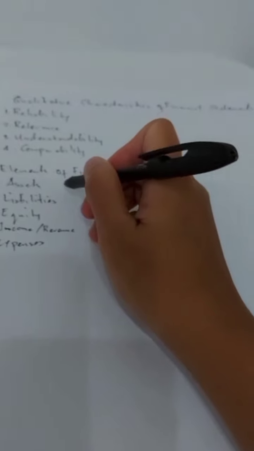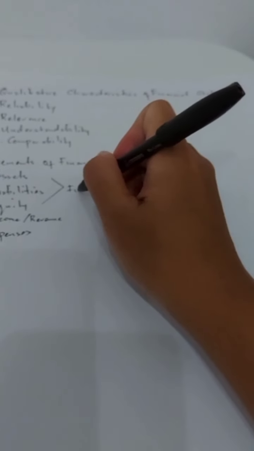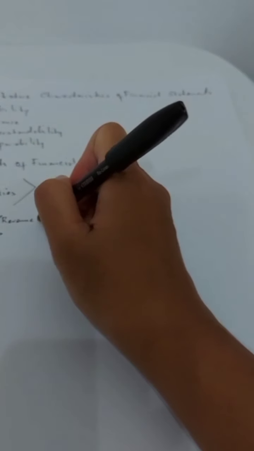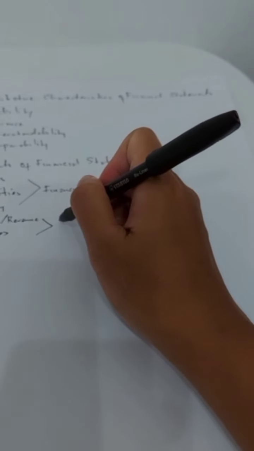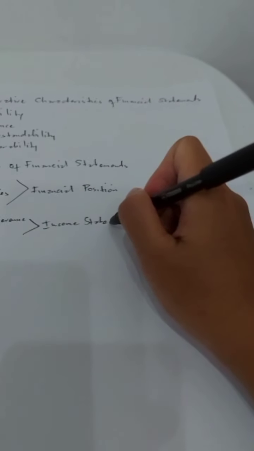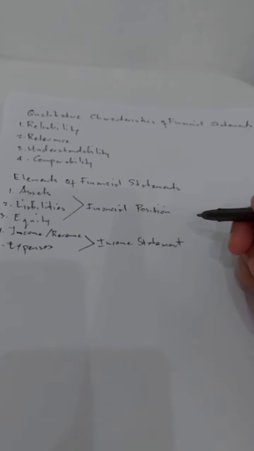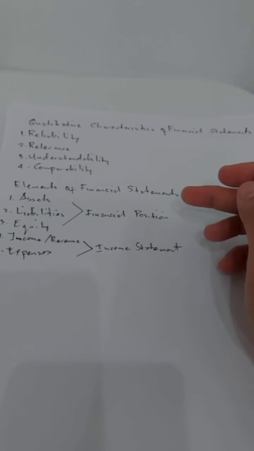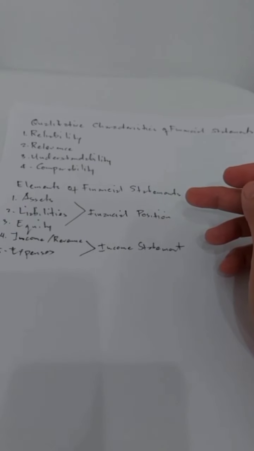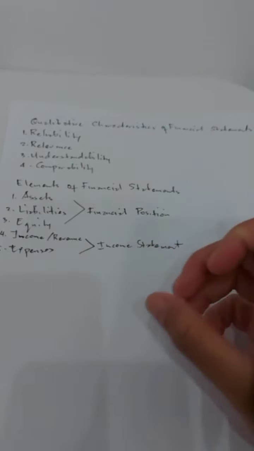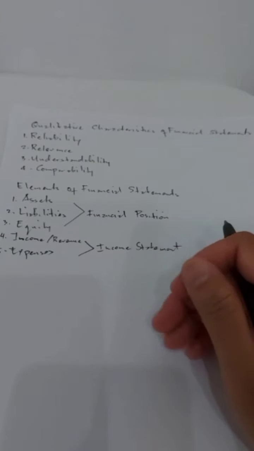So sa elements of financial statements, yung assets, liabilities, and equity, makikita to sa financial position, or ito yung tinatawag dati na balance sheet. Yung income or revenue or sales and expenses, makikita to sa income statement, na ngayon tawag din ay comprehensive income. So, pag financial position, assets, liabilities, and equity. Pag income statement, income and expenses. I-discuss natin to sa susunod na chapter. Isa-isahin natin ano yung assets, liabilities, equity, at ano yung under ng income and expenses.